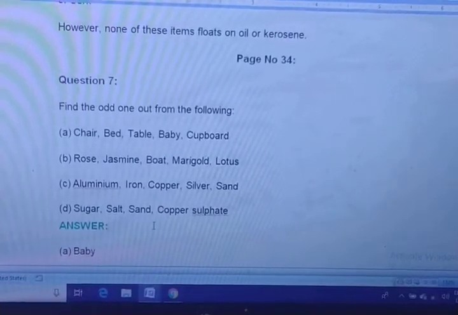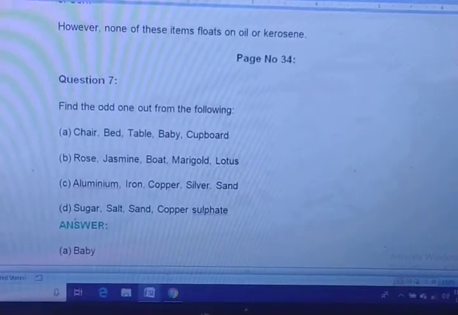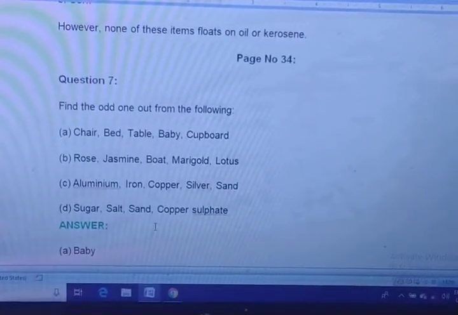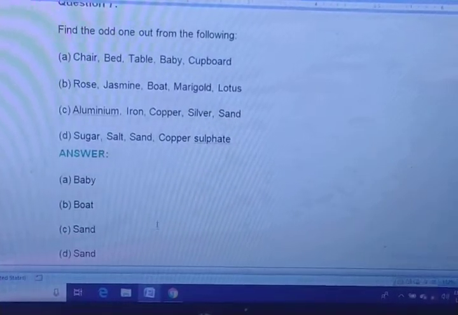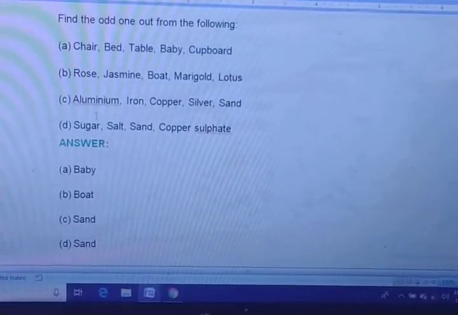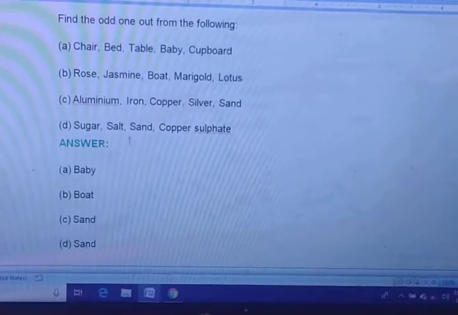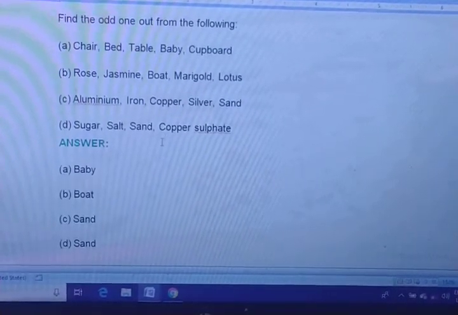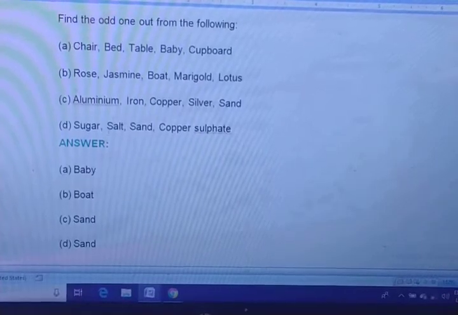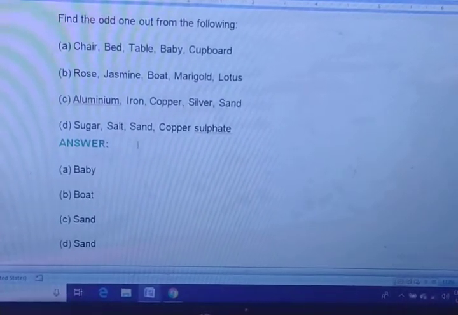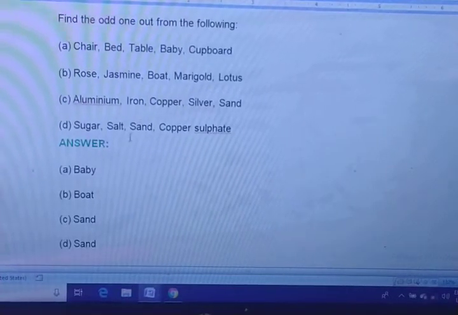Sugar, salt, sand, copper sulfate. Sugar, salt, sand and copper sulfate. Which one would you choose as the answer? Sand. Why sand? Because see, sugar is a crystal, salt is also a crystal, copper sulfate is also a crystal, but sand is not a crystal, sand is a particle. So it does not mix into the crystal shape and size, and these others are all prepared in the laboratory.